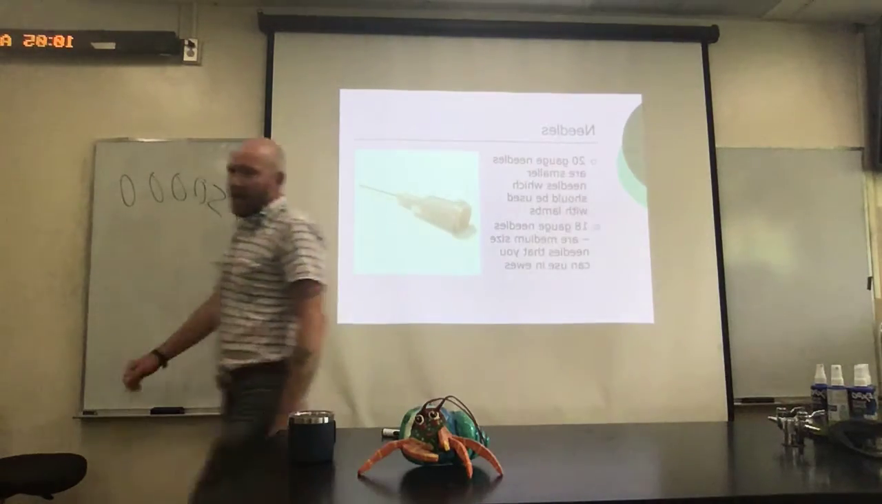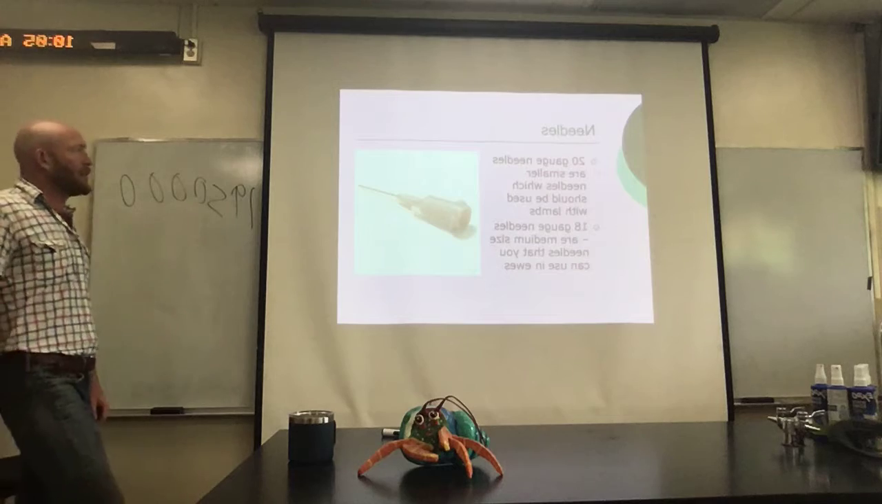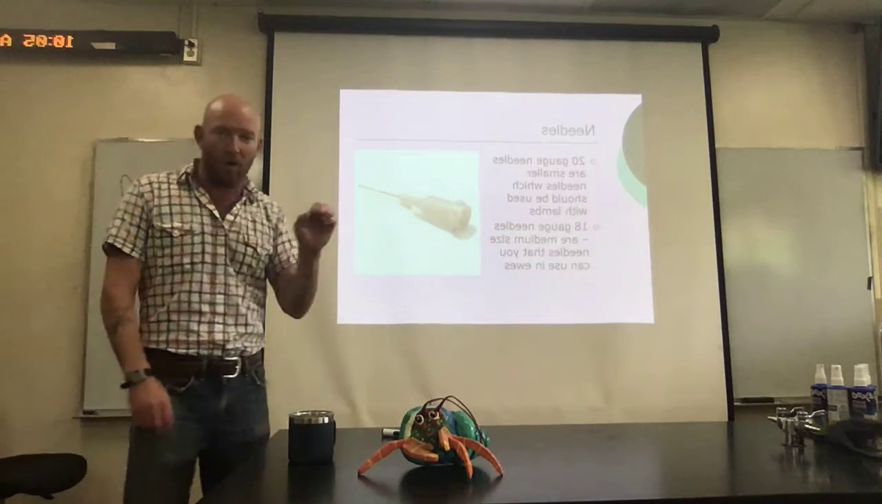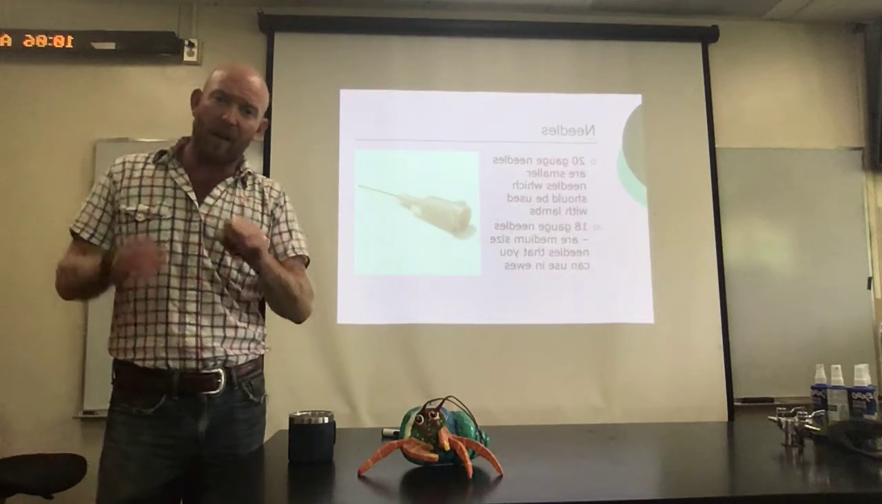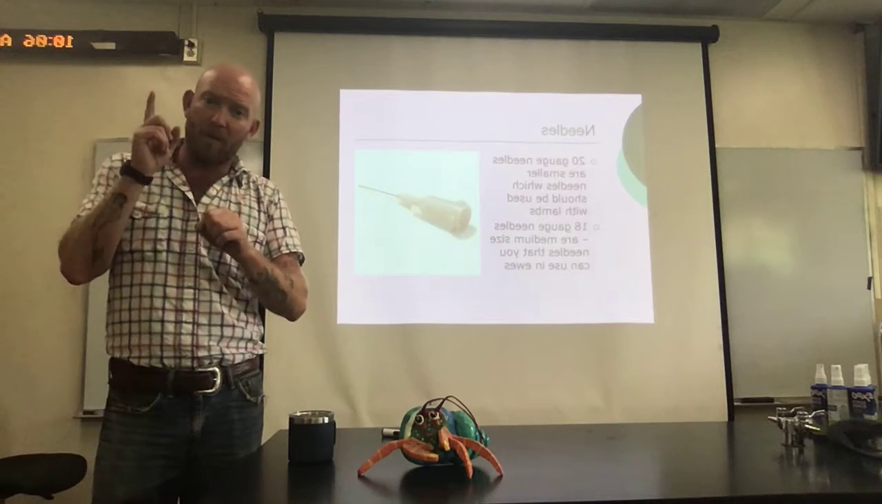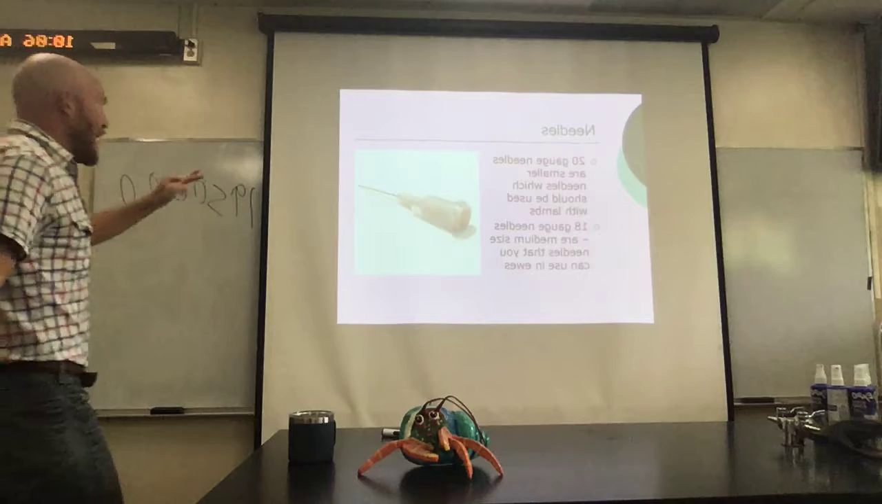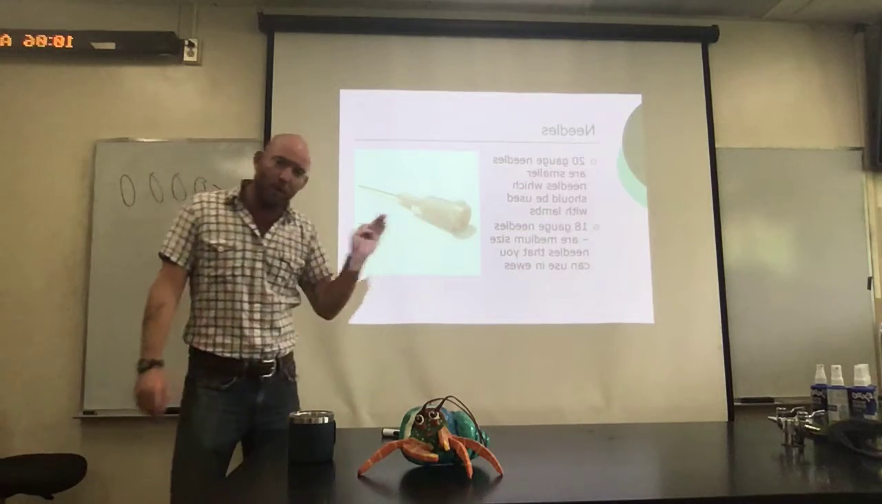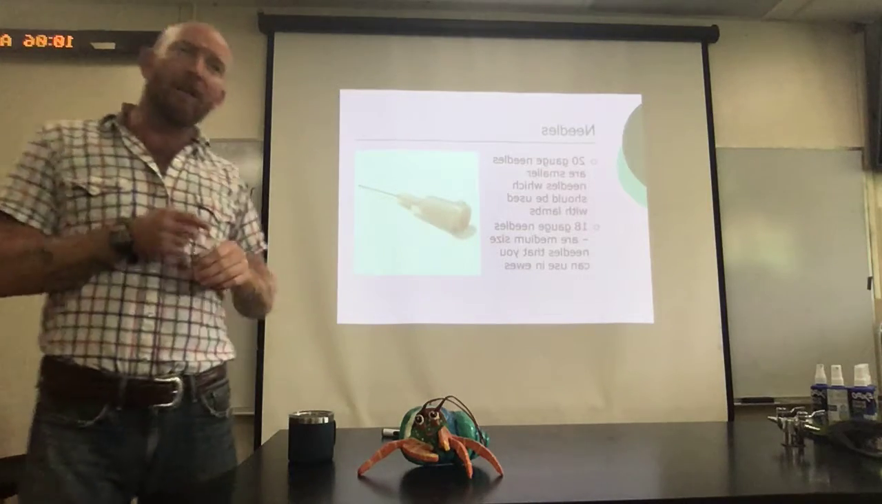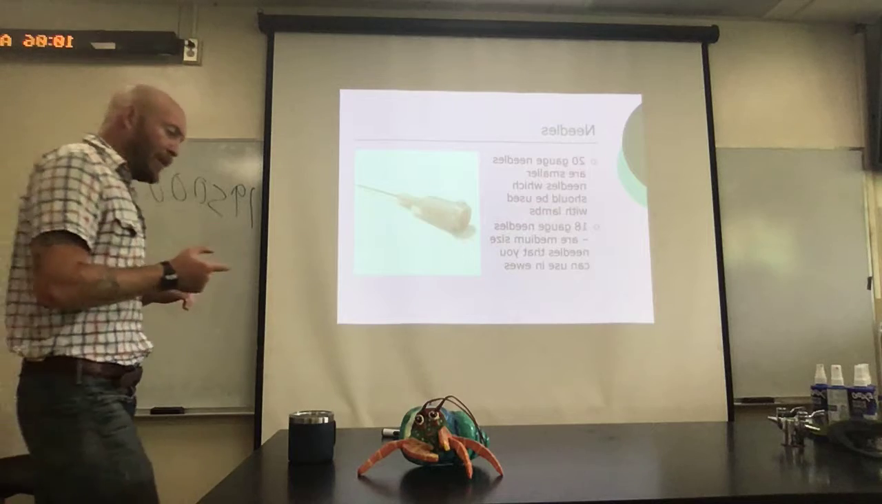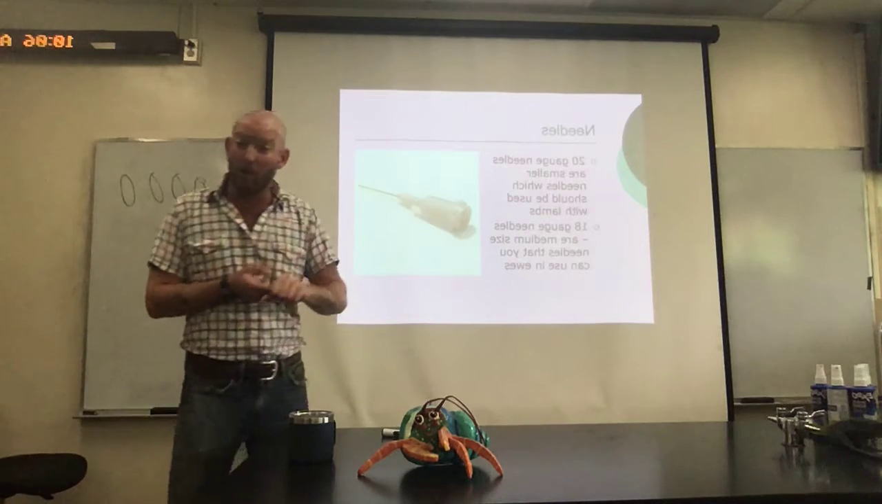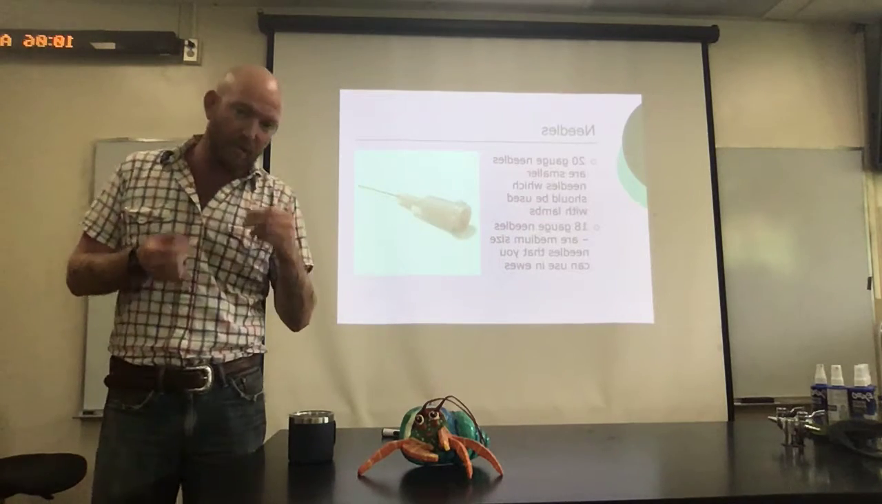20 gauge needles are smaller ones. We'll talk about some gauges for needles, but just like with a shotgun, the higher number is a smaller circumference. So 20 gauge are smaller needles. I want to use those with lambs. Depending on the viscosity of some injections, that's not always totally possible because some of them are very viscous and very thick.